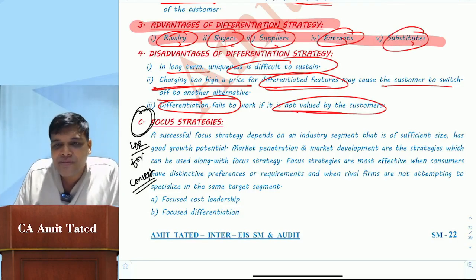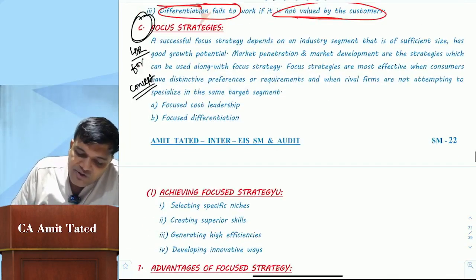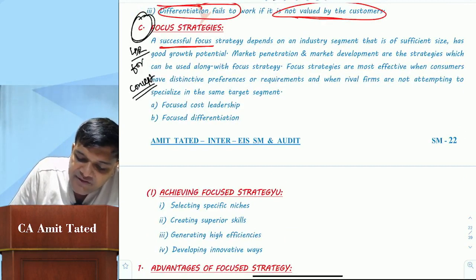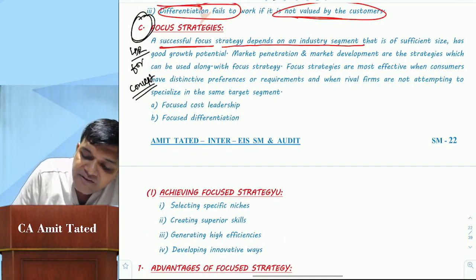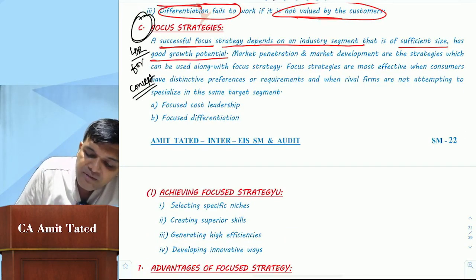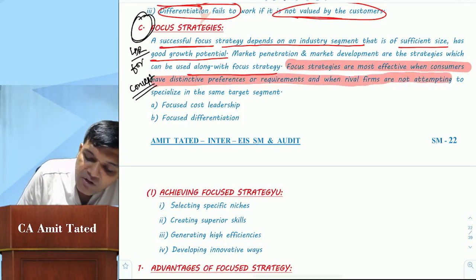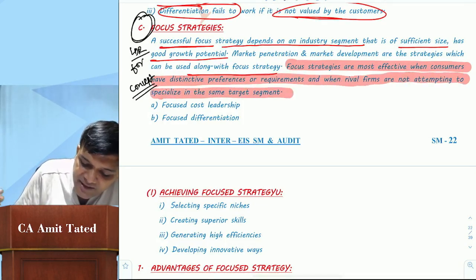Next point is focus, and I think you understood the keyword. Everybody, Harsh, please focus on this. A successful focus strategy depends on an industry segment that is of sufficient size and has good growth potential. Market penetration and market development are strategies used along with focus. Focus strategies are most effective when consumers have distinctive preferences and requirements, and when rival firms are not attempting to specialize in the same target market segment.